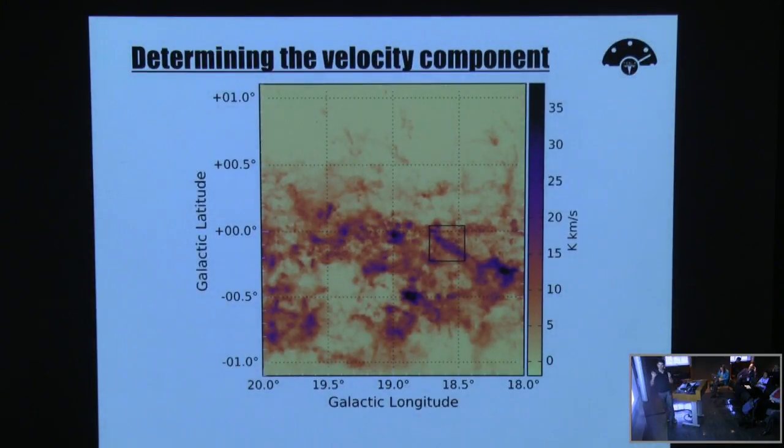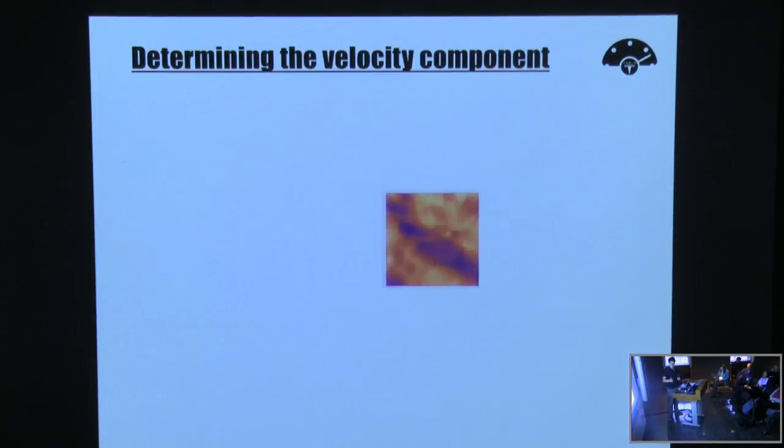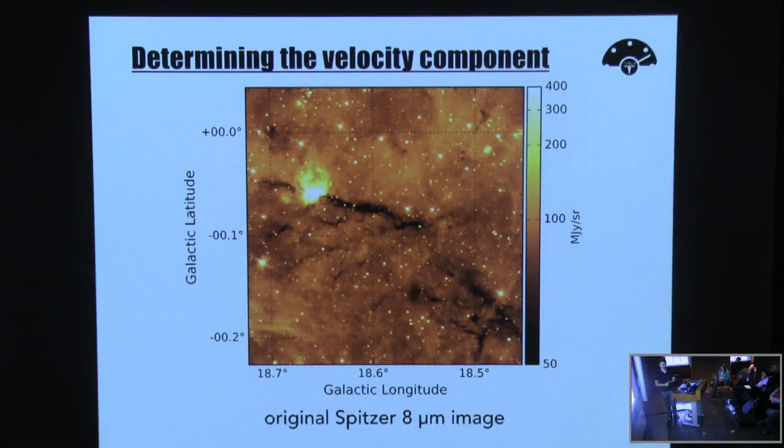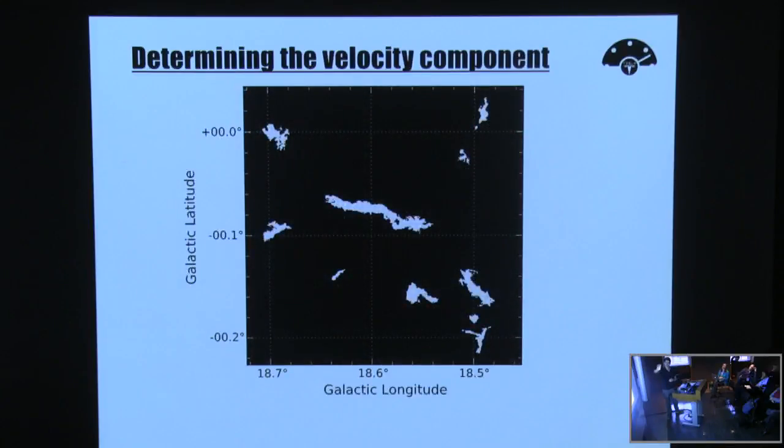But let me show you how we will deal with this, finding the best matching velocity component. For this, I zoom in here. This would be basically a typical infrared dark cloud. Again, this is what it looks like at Spitzer 8 microns. With PROMIS, we will really get these extinction features.